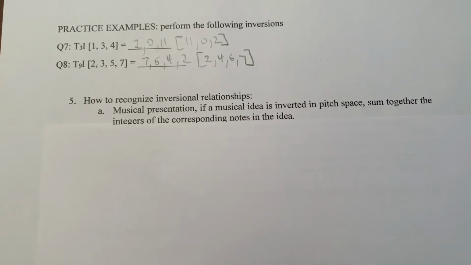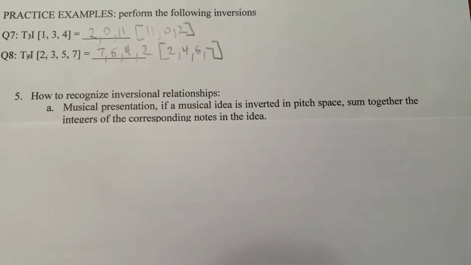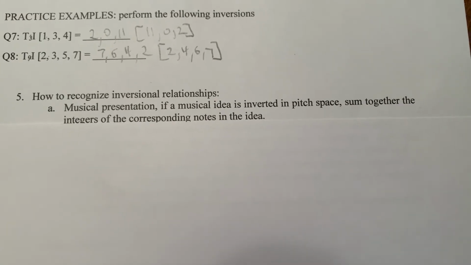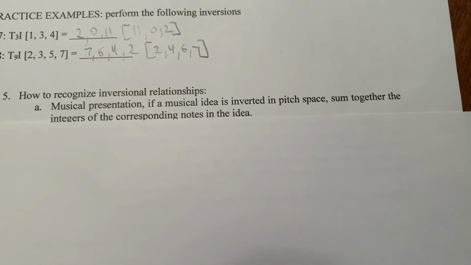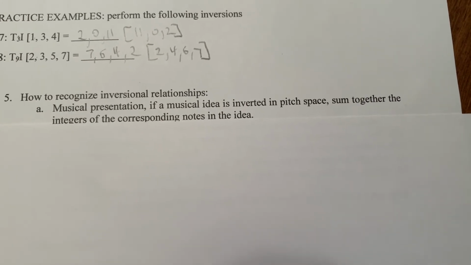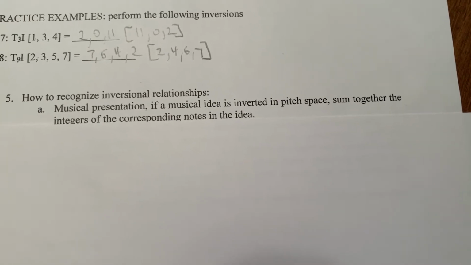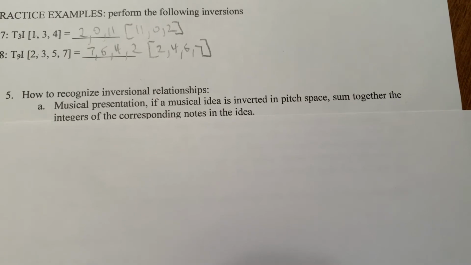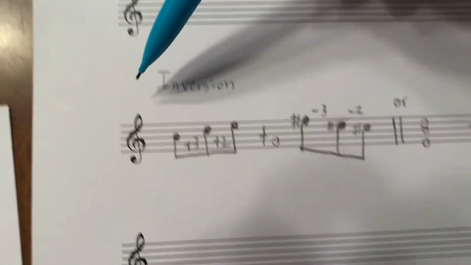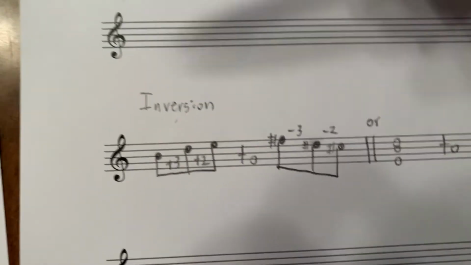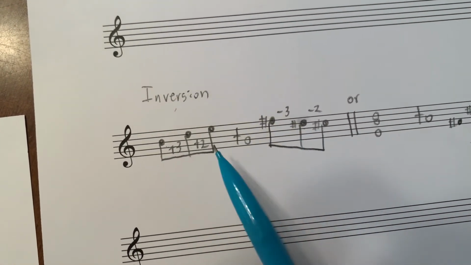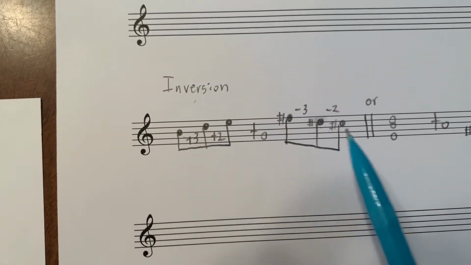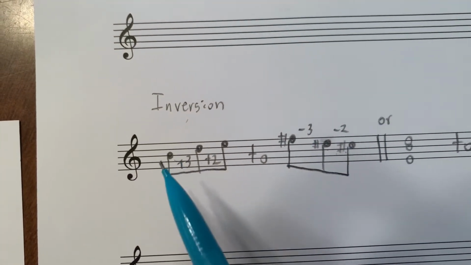All right, so just like with transposition, sometimes you'll notice this in pitch space. If the musical idea is truly inverted, literally in pitch space, you can avoid all the writing of integers and get the answer immediately just by summing together the corresponding integers in the musical idea. What I mean is, if I took this example of a pitch inversion, all I have to do is sum this and this, sum this and this, and sum this and this. These are the corresponding notes in the idea, and you should get the same thing.